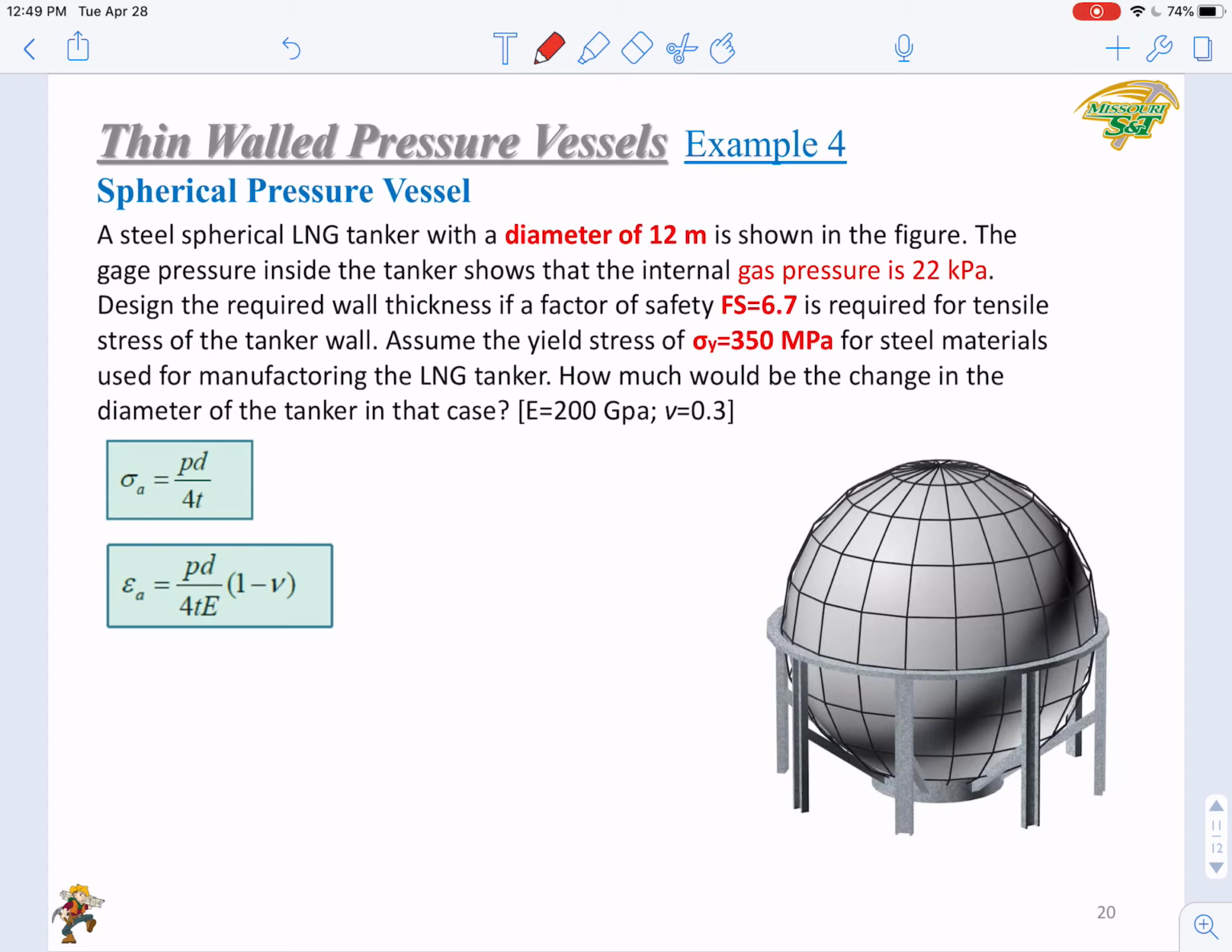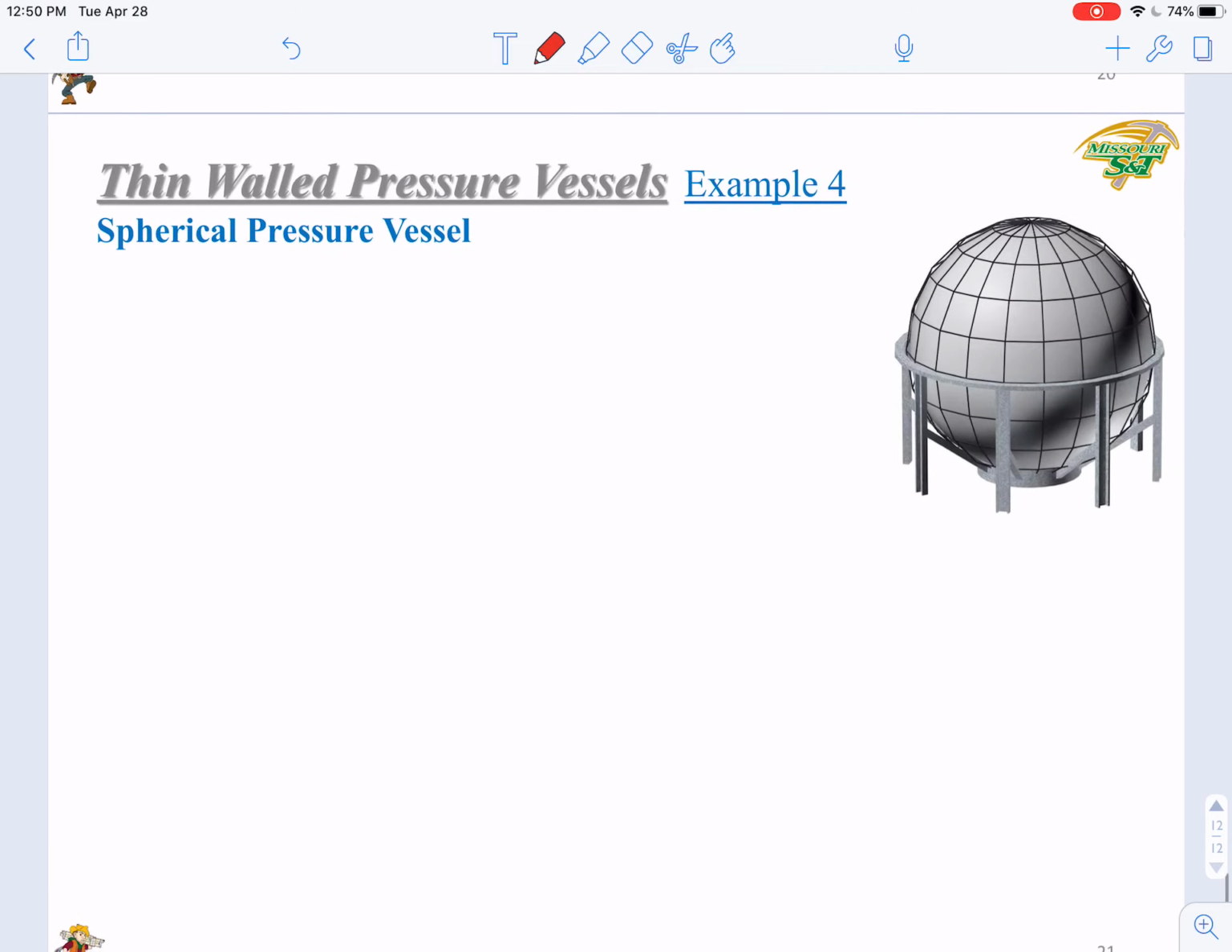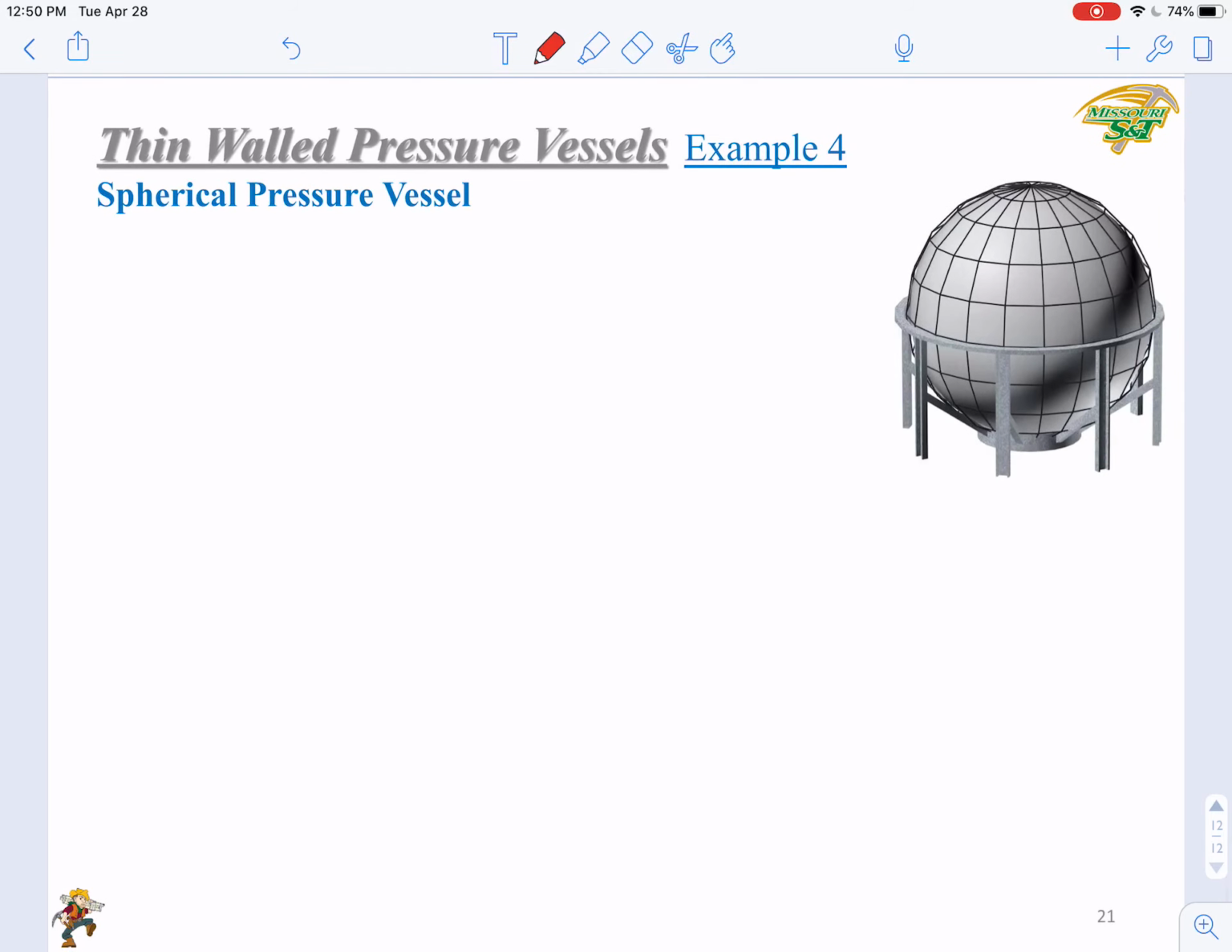Okay, so here you just need to use these two equations. Since this is a spherical shape, it will be relatively easy. So you have one equation that you can use for stress analysis in the first step, and one for strain analysis in the second step. Okay, let's look at the first step. In the first step, our task is to design the thickness.